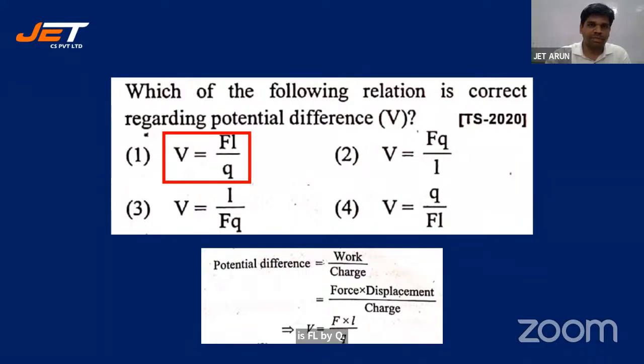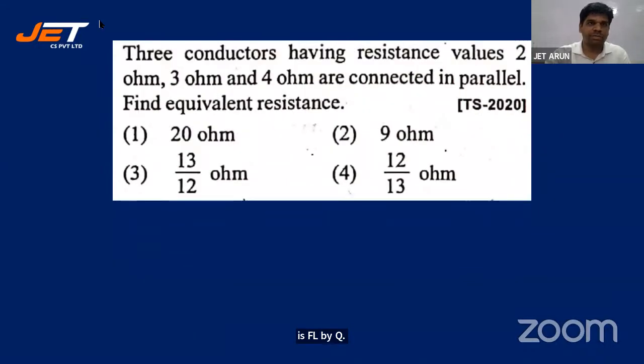Let's go for the next one. 3 conductors having resistance values 2, 3, and 4 ohms are connected in parallel. We saw series earlier, now we are looking at parallel. Find the equivalent resistance. So you have a standard formula: 1 by R equivalent is equal to 1 by R1 plus 1 by R2 plus 1 by R3. I have told you the physics of the problem. All you have to do is the math carefully. You should not go wrong now because I've told you the formula also.